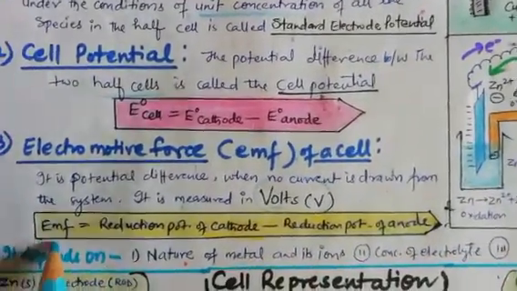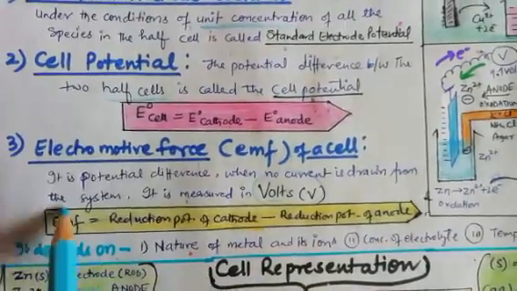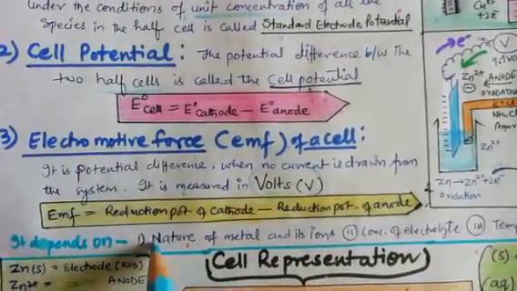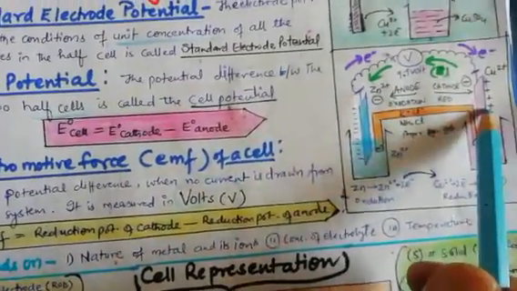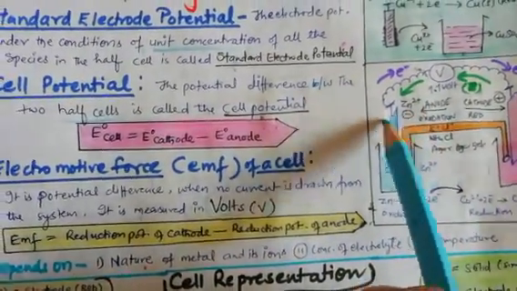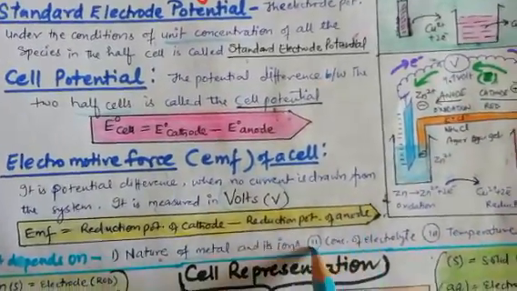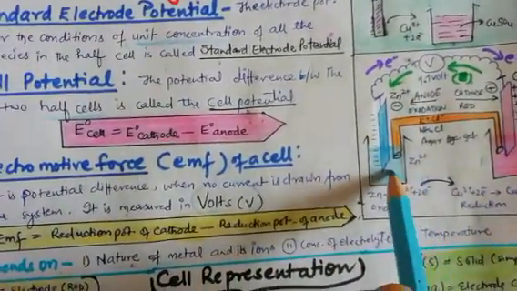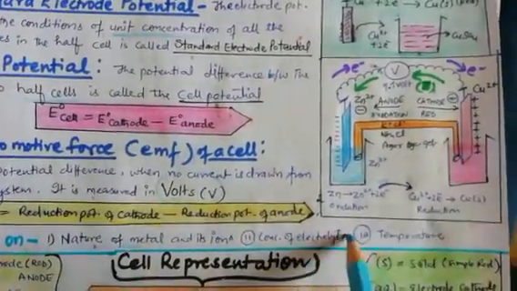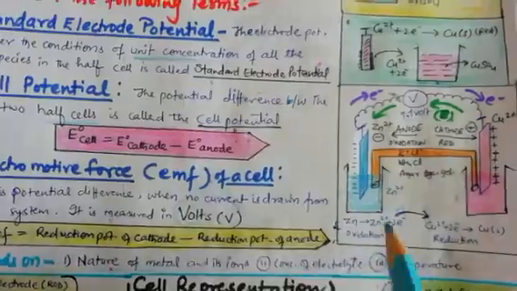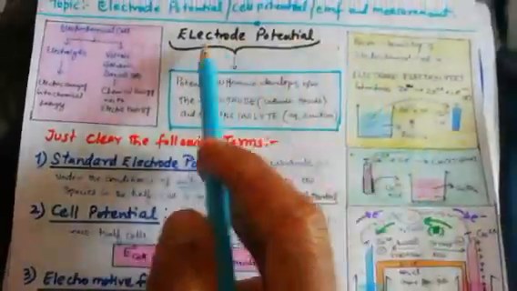And what is EMF? It is the reduction potential of cathode minus the reduction potential of anode. This electromotive force depends totally on the nature of the metal, whether zinc, copper, platinum, hydrogen or nickel, and its sign. Second, it depends upon the concentration of the electrolyte, such as zinc sulfate or HCl. The third most important factor is temperature, hot or cold. So this is all about cell electropotential.